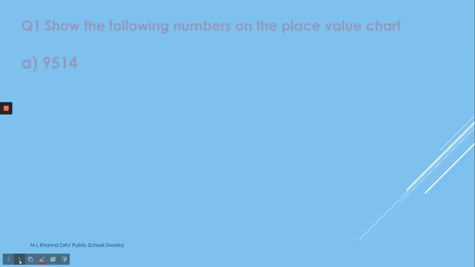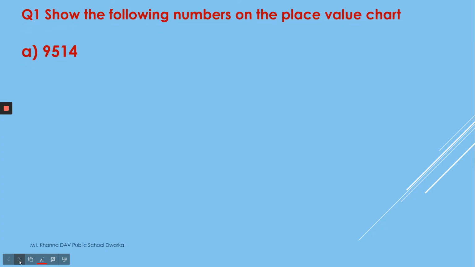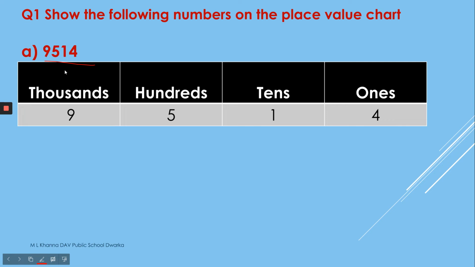Now show the following numbers on the place value chart. This is the number and this is the way by which we represent the given number on the place value chart. Now children, tell me, what is the place of 9? Yes, it is thousands. Can you tell me the place value of 9? So children, for getting the place value, we write the number followed by its place, that is 9000. So this is the way to get the place value of the given digit.